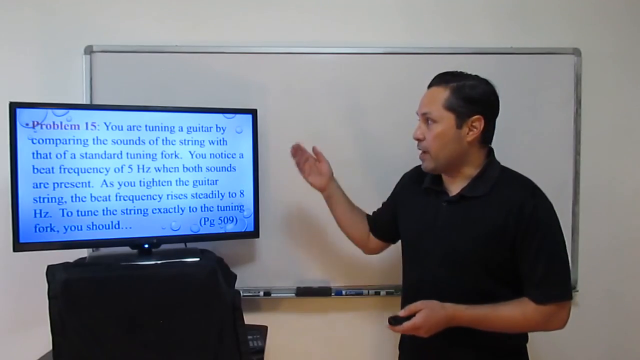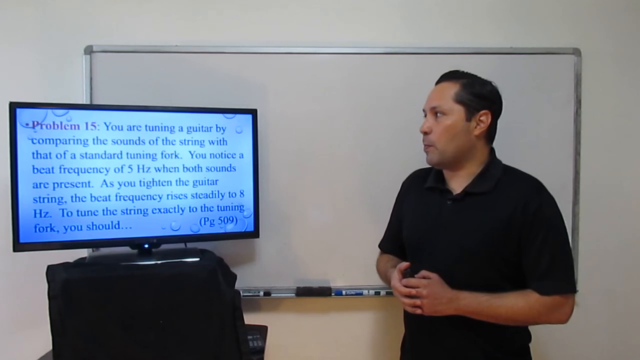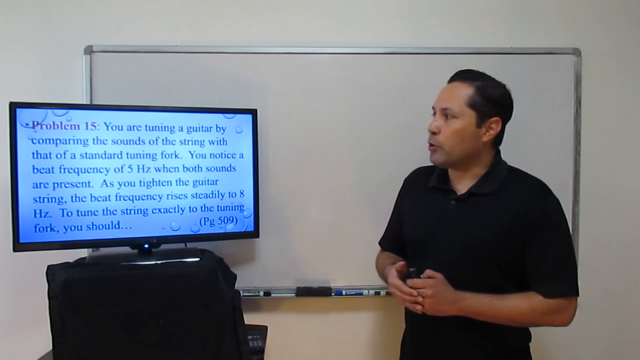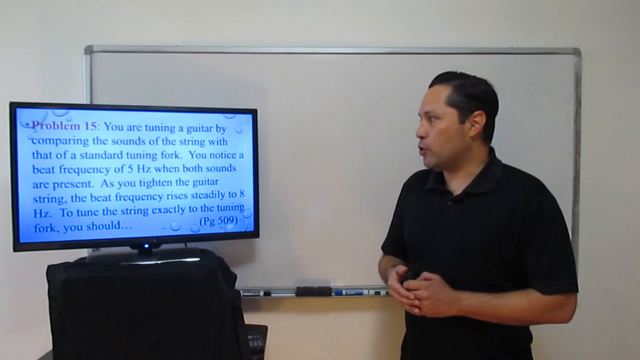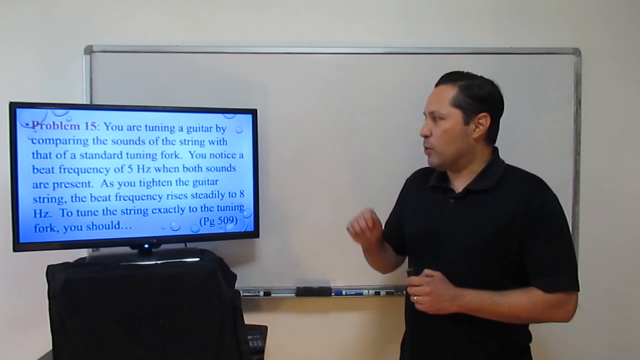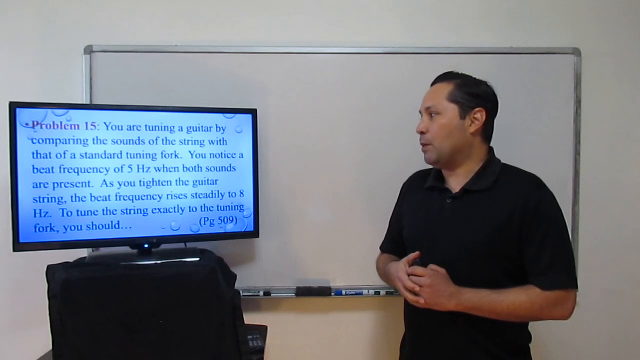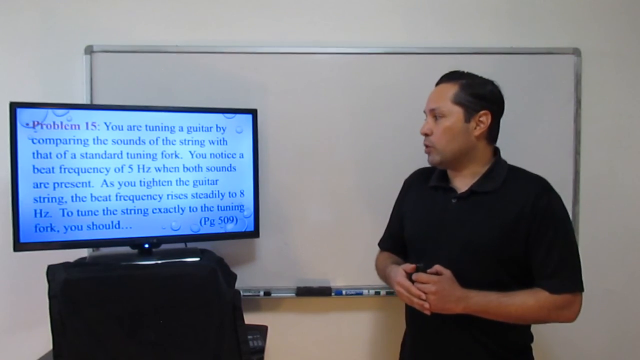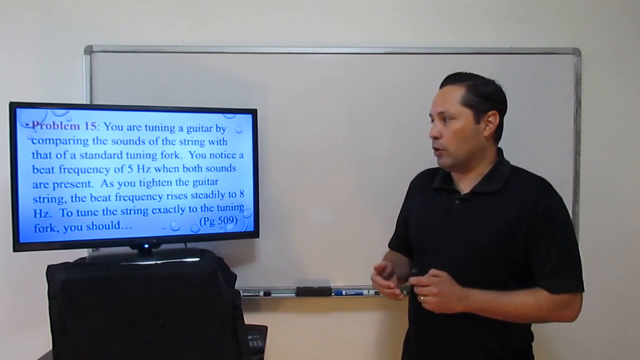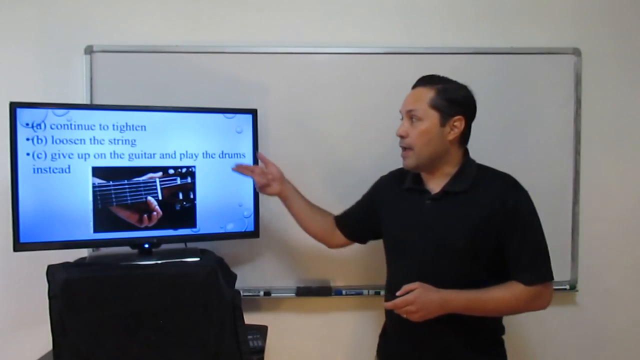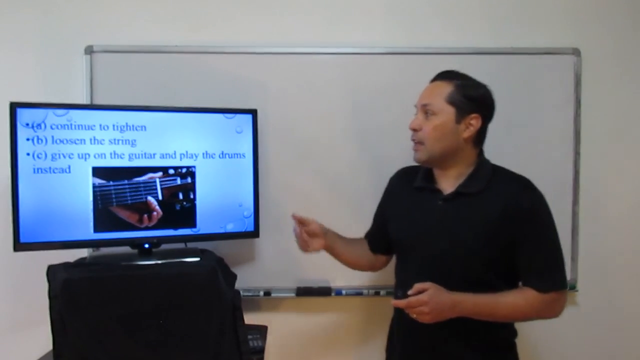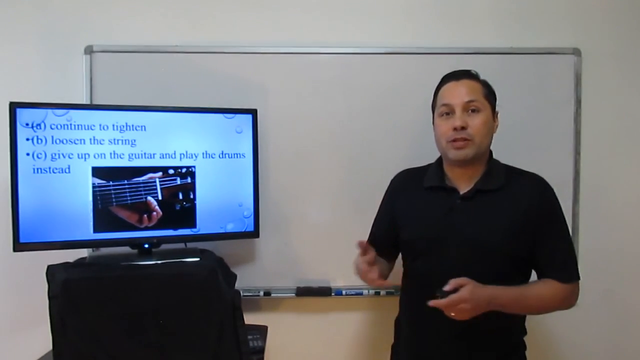In problem 15, you're asked, you are tuning a guitar by comparing the sounds of the string with that of a standard tuning fork. You notice a beat frequency of 5 hertz when both sounds are present. You tighten the guitar string, and the beat frequency rises steadily to 8 hertz. To tune the string exactly to the tuning fork, you should: A, continue to tighten; B, loosen up the string; C, give up on the guitar and play the drums instead.